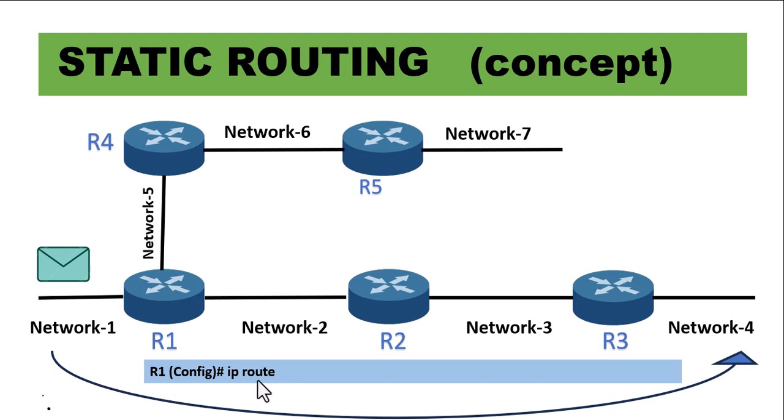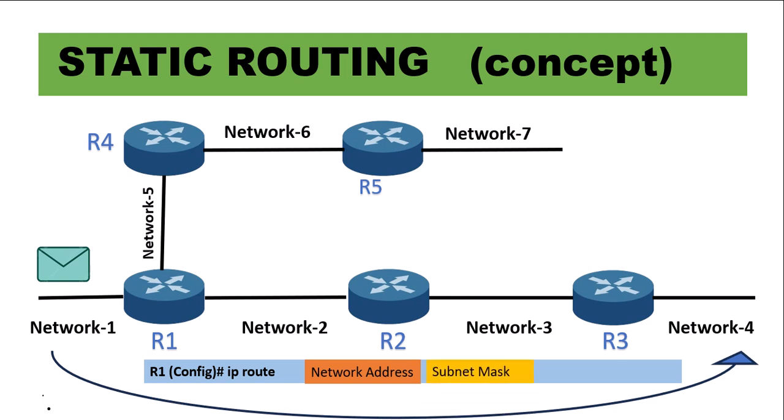Here the network engineer is going to set the route towards network 4. In this command it has 3 main parts. The first one is the network address, towards which network this packet is destined for. We have to give the network address here. After this command IP route, we will write the network address for which the packet is destined. After the network address, the network engineer will write the subnet mask of the network.